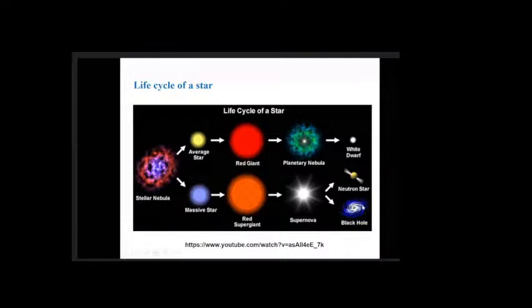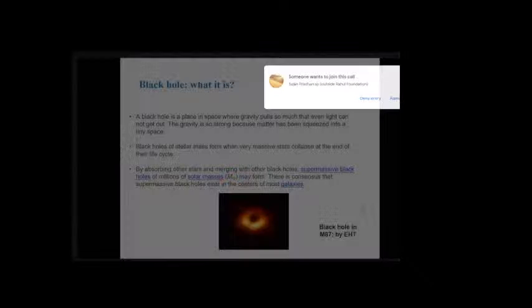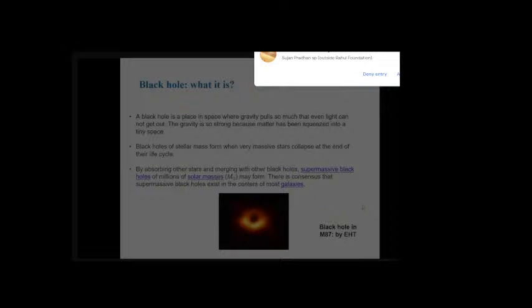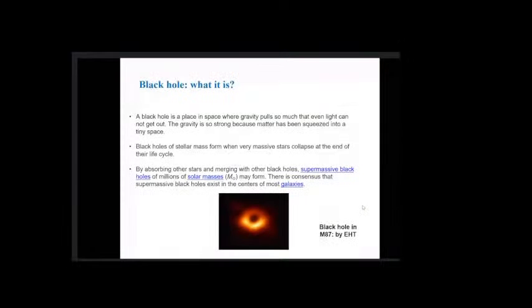What is a black hole? A black hole is a place in space where gravity pulls so much that even light cannot escape from that region. So we know the escape velocity from an object is basically the square root of 2GM/r, right?